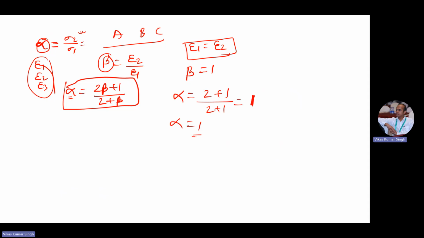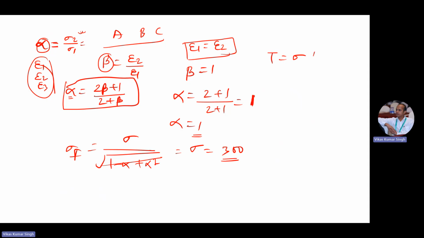Then we can put sigma by square root of 1 minus alpha plus alpha square. If you put alpha as 1, this whole denominator will be 1. So this is nothing but sigma, and the sigma f value is given as 300. Now, how much is the traction? Traction is sigma into t. So we can put this value 300 here, and t, how to calculate?